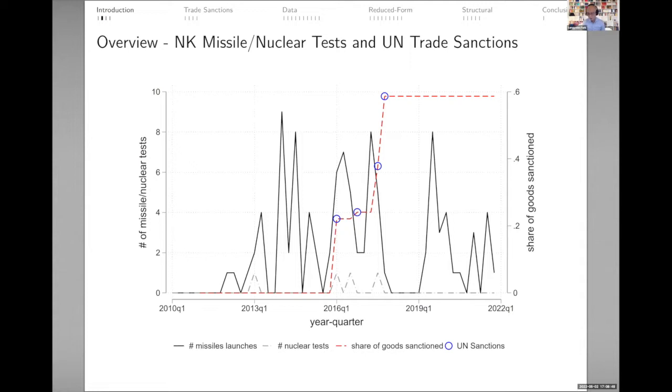But following the fourth nuclear test in the first quarter of 2016, there's a UN resolution sanctioning traded goods against North Korea. So that's about 20% of the pre-sanctioned value of goods that North Korea was trading. And then at the end of 2017, we see that share increases to about 60%. So meaning that at the end of 2017, around 60% of the traded goods that North Korea was trading before the sanctions have now been either export sanctioned or import sanctioned.